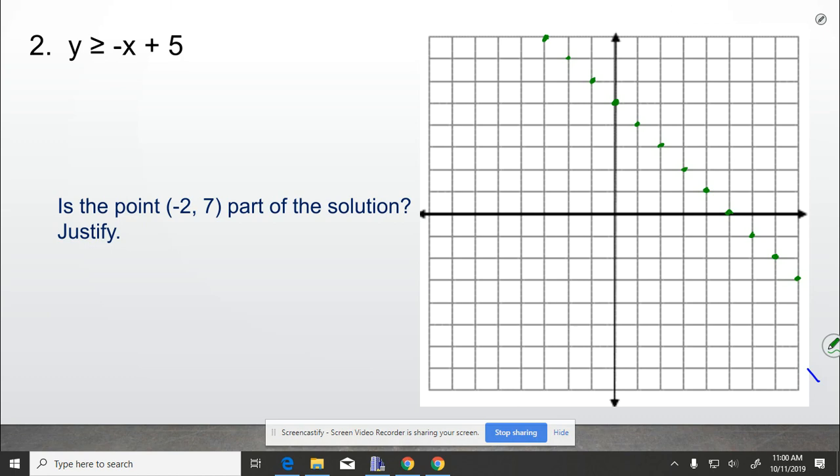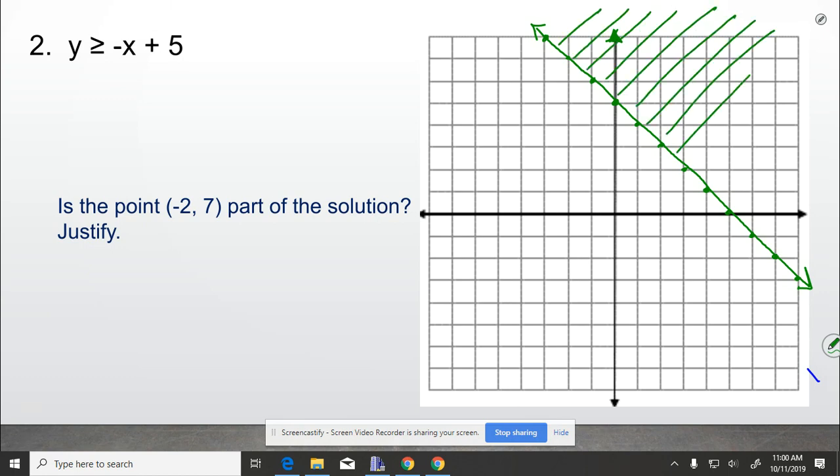Now in this case, we're going to draw a solid line because it is greater than or equal to. Remember to put arrows on both ends. And now we want to shade above the line or where the y-axis is pointing up. And every point in this shaded area would be part of the solution set, including the points on the line since it is a solid line. Now we should also label the line with the equation.